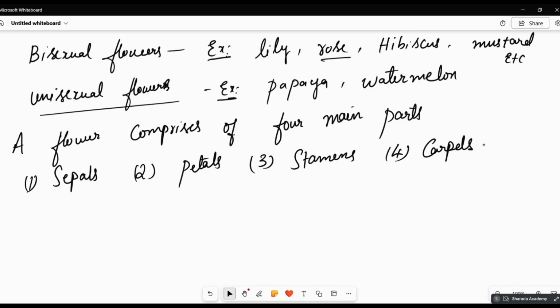So, what are the four main parts of the flower? First one is the sepals. Second one, petals. Third one, stamen. Fourth one, carpels. So these are the four main parts of the flower. Sepals means the green part at the bottom of a flower. That is called the sepal. In the drawing, the green part which holds the petals, that part we call the sepals, and the petals are the ones which have the colors. What we see is the petals.